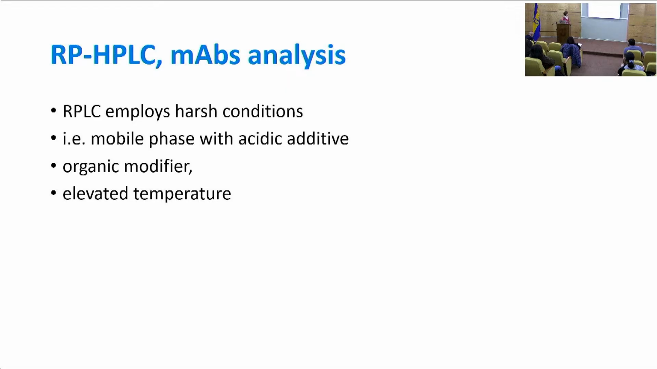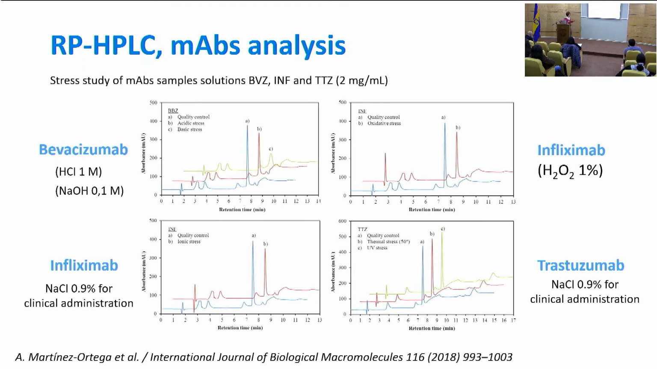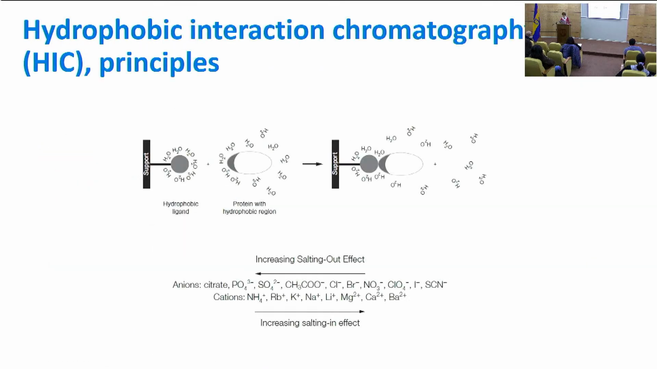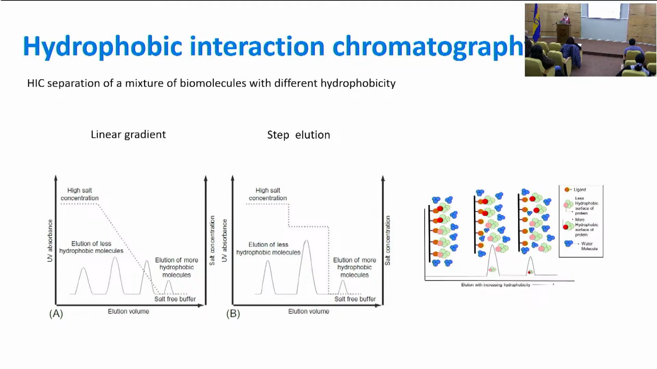So for HPLC, sometimes HPLC gives you an indication, but anyway, as the conditions employed are harsh, the mobile phases with acidic additive, with organic modifier, and sometimes, but not all the time, at elevated temperature, they are not completely sure that the normal MAB is not itself degraded. So the next method is hydrophobic interaction chromatography.